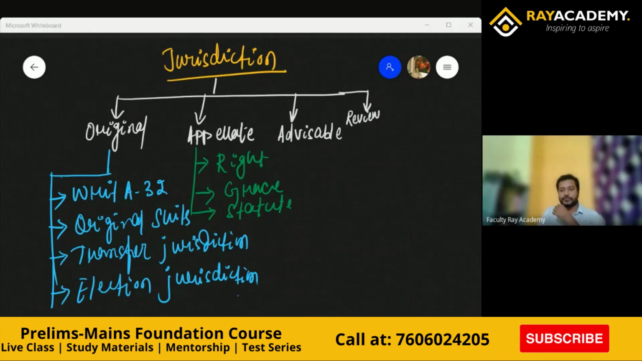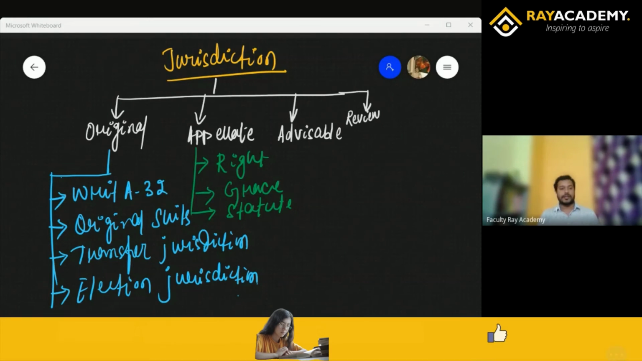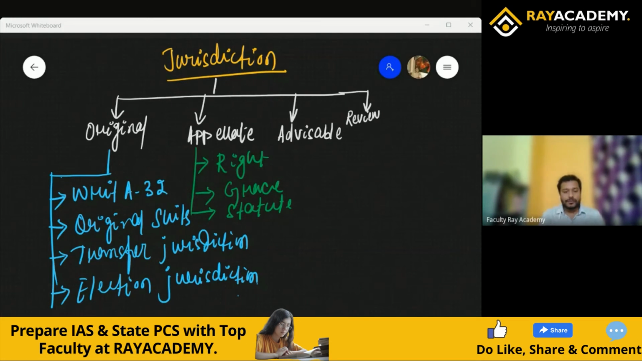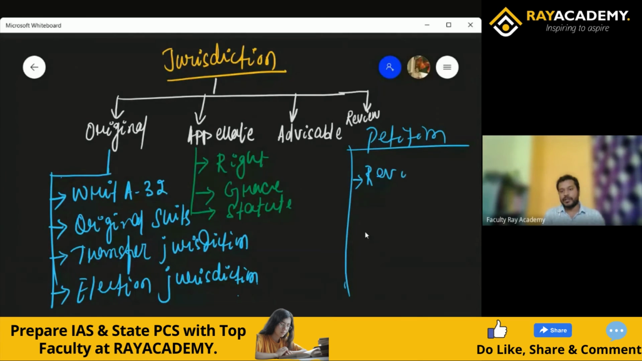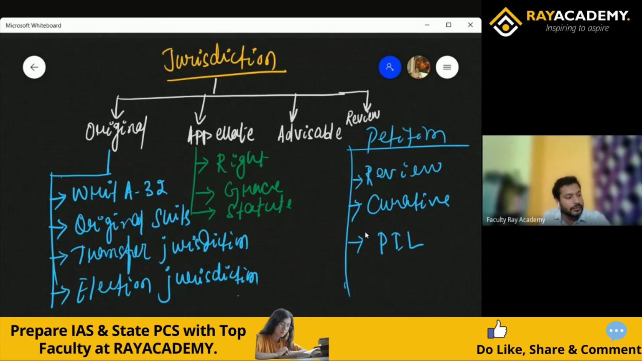Okay, so let us discuss. और I think और एक मैं लिख देता हूँ आपको. एक साइड में let me write down. There are petitions. पिटिशन में क्या क्या है? Review petition, curative petition, and there is a concept of PIL. ठीक है, ये तीन हम बाद में बात करेंगे इसके ऊपर.